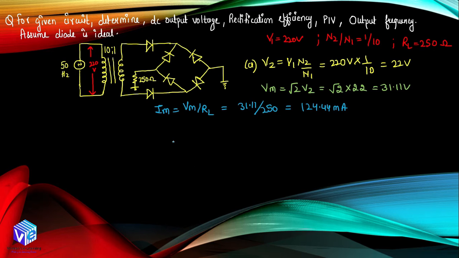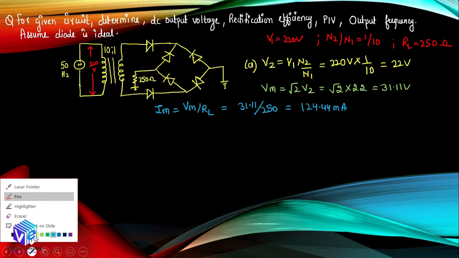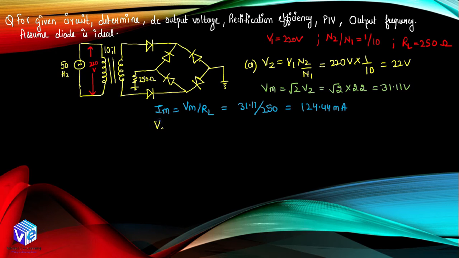Right, so we have found out the current. Now we will be finding out the DC output voltage. So VDC will be equal to IDC into RL, right? We have calculated IDC, so we can easily calculate it from Im. It can be given as 2Im upon pi into RL, right?